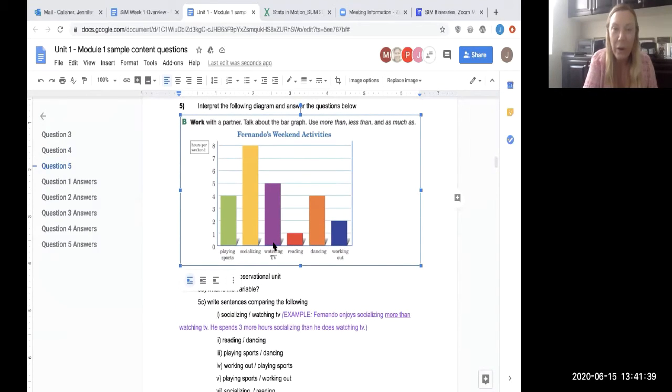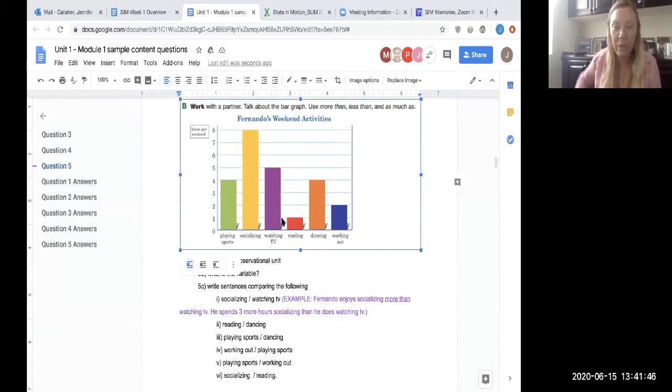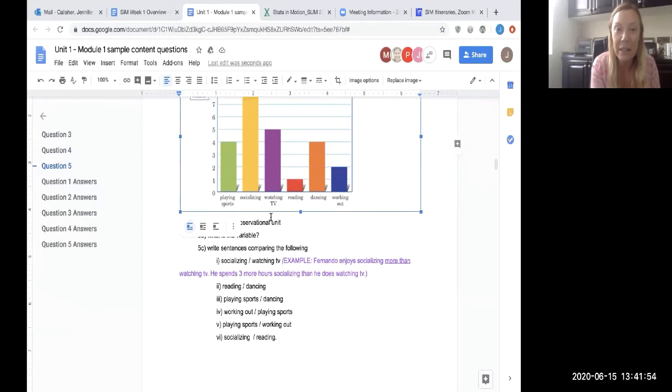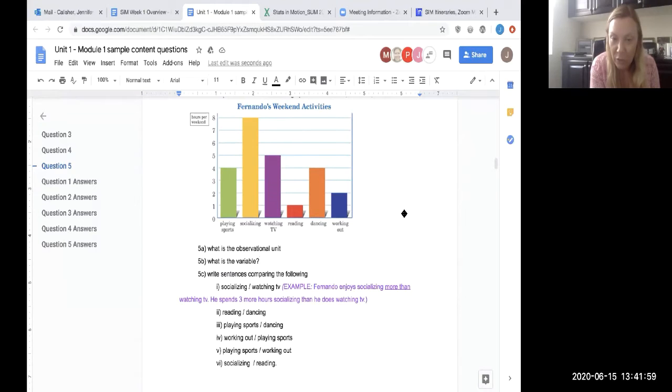Let's take a look at this bar graph. It says interpret the following diagram and answer the questions. So work with a partner. I guess that's not really possible right now, but let's talk about the graph. We're going to use this idea of more than, less than, and as much as. Just first absorbing this bar graph, can we determine what is the observational unit?